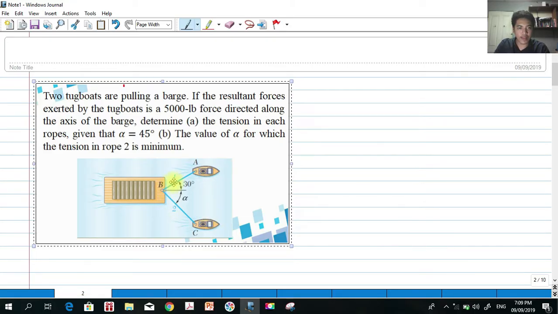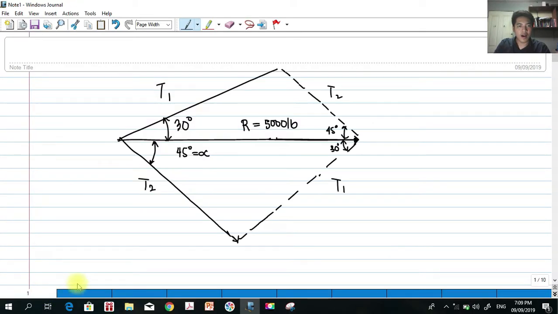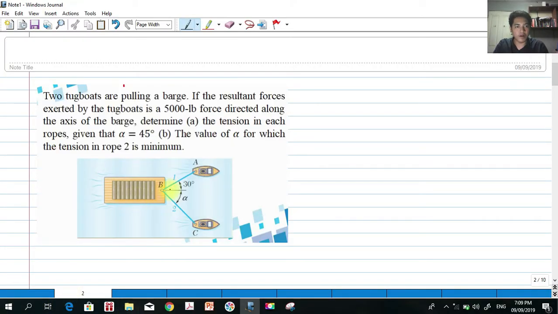So definitely we have a tension here, tension 1, and we have a tension 2 here. Given that alpha is 45 degrees. This alpha is 45 degrees. Letter B, the value of alpha for which the tension in rope 2 is minimum. So we will again try to draw. This is the representation of our problem here. This is the point B.